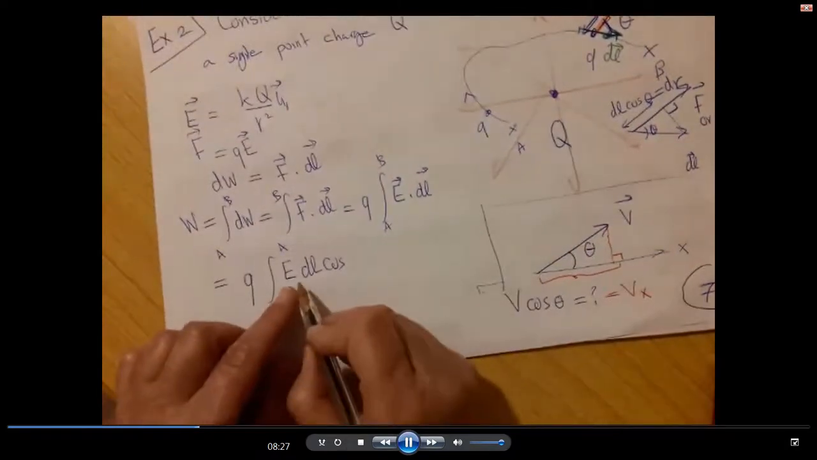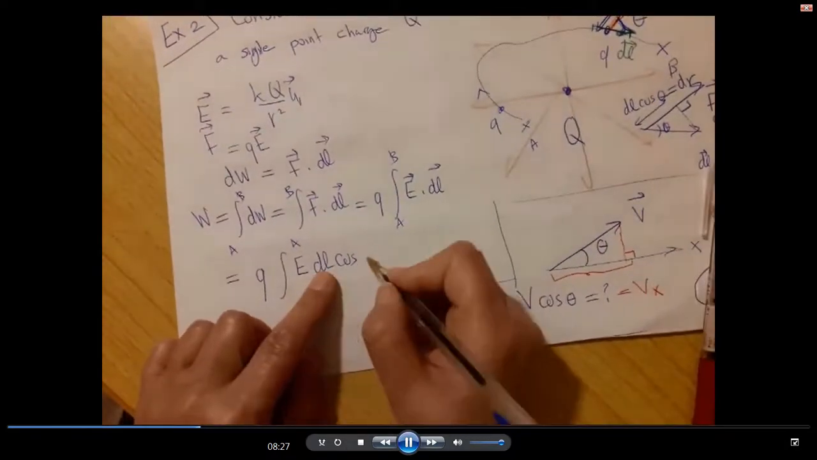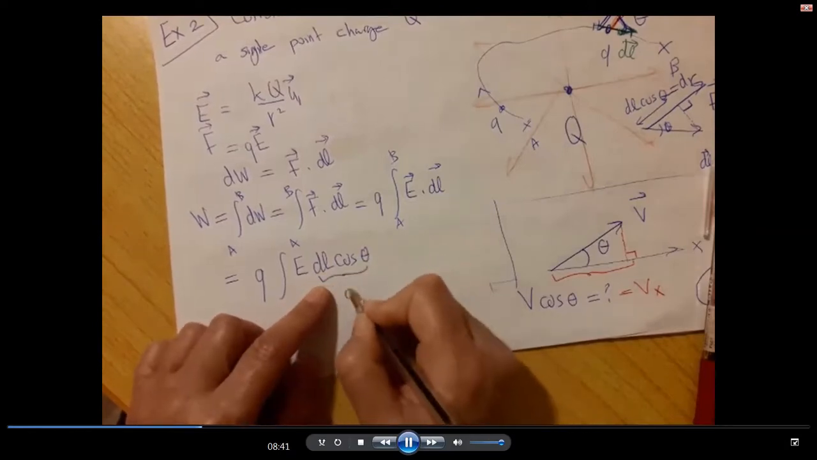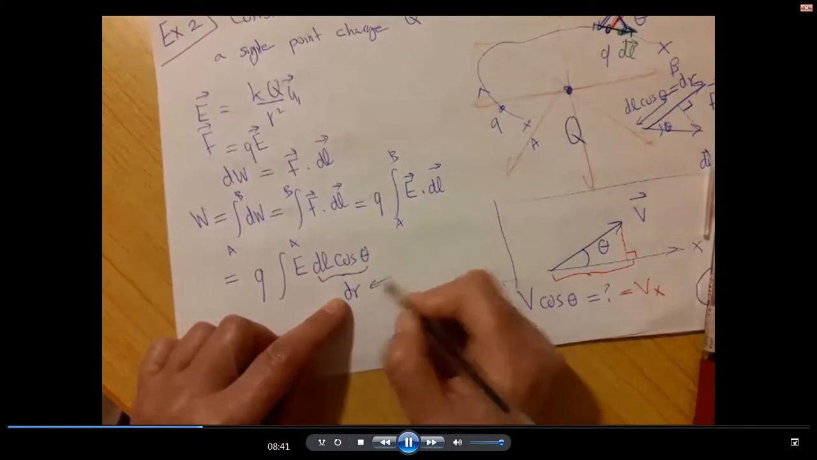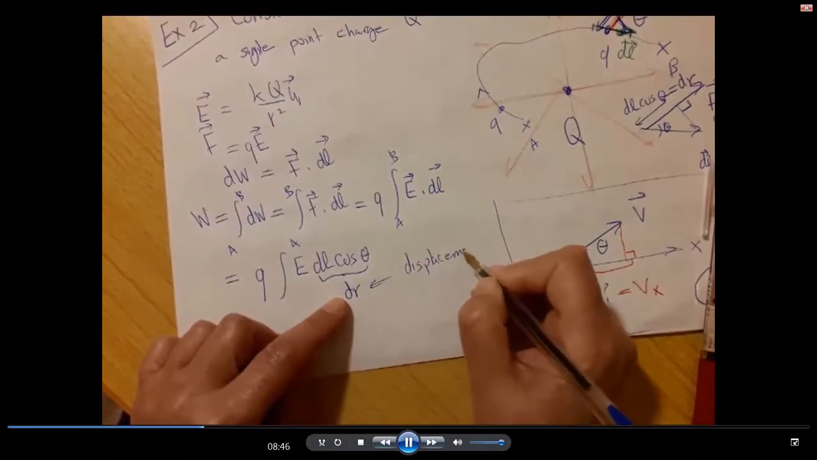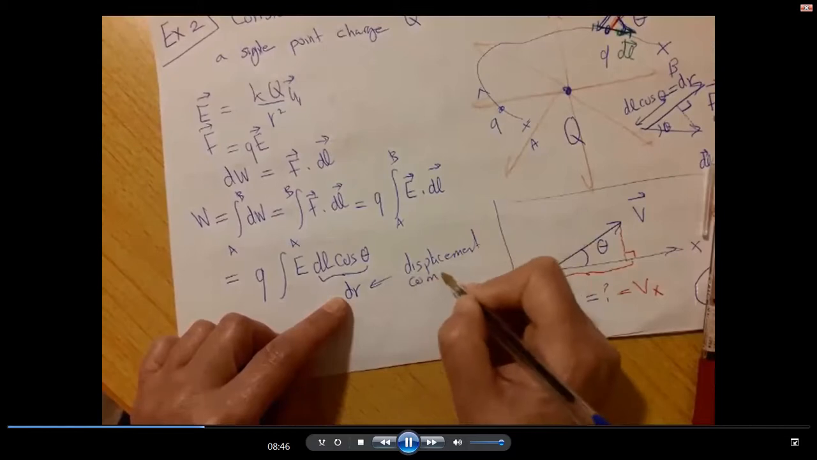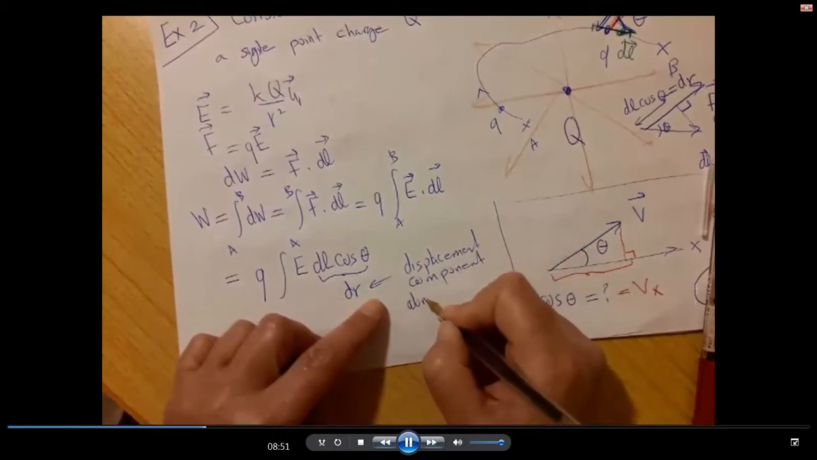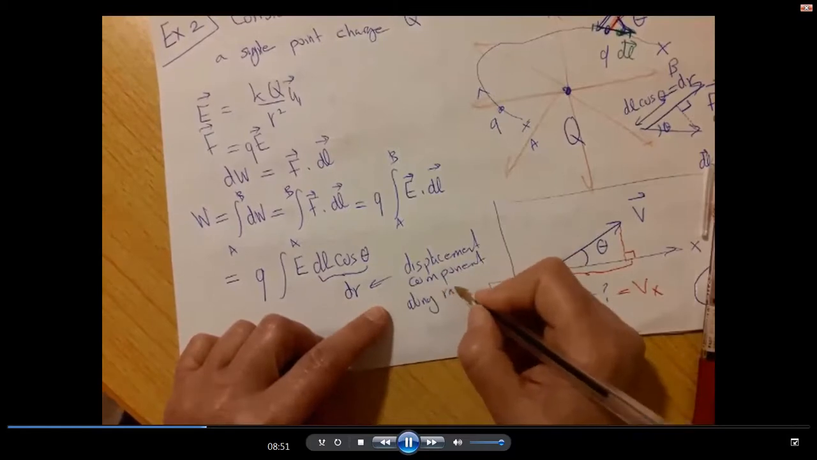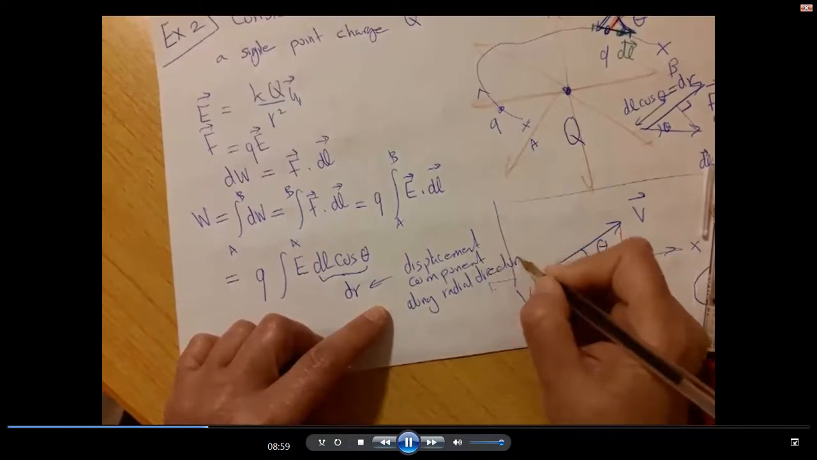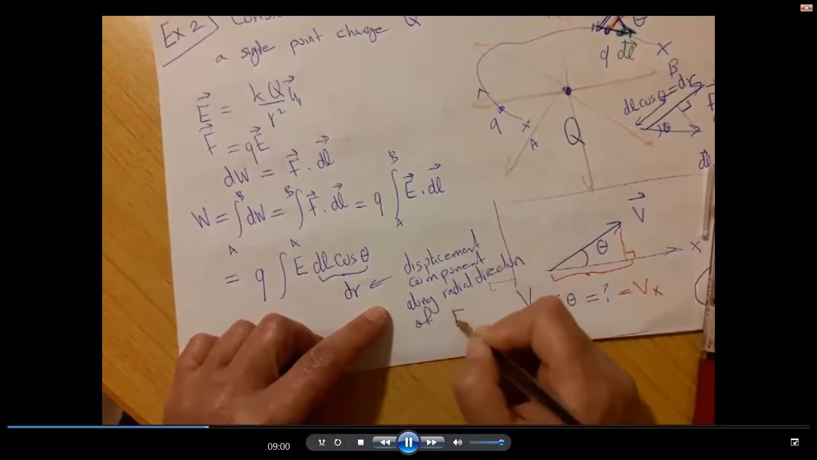So here E dl cosine theta, actually dl cosine theta is dr, the displacement component along the radial direction of E.